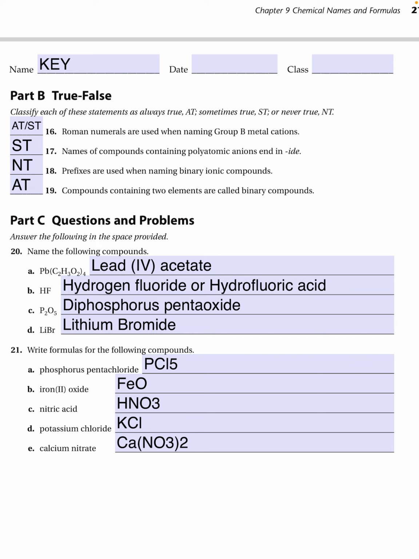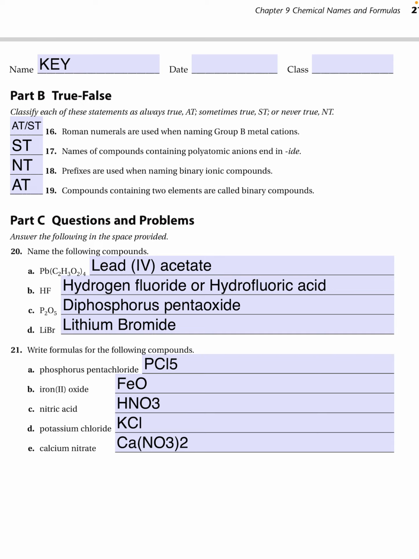Next would be nitric acid. So this is an acid, so I need an H. And the nitrate, because the "ate" salt becomes the "ic" acid. So this is nitric acid. That is a hard one, I admit, remembering all the acids and the rules for acids.